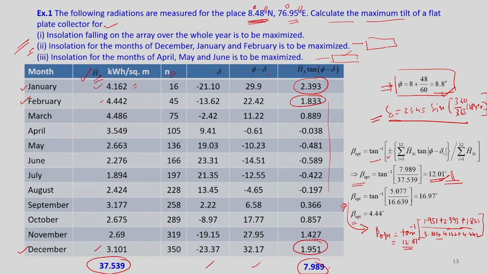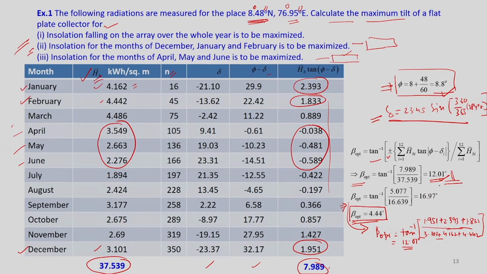And for this case again we need to consider April, May and June. For this we need to consider these 3 values and then these 3 values. Of course, we need to apply minus here, so the minus sign we need to apply. So, we will get beta optimum equal to 4.44. So, what can we conclude from this numerical exercise?